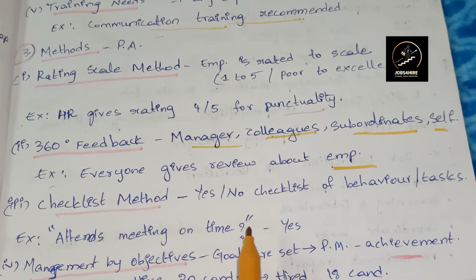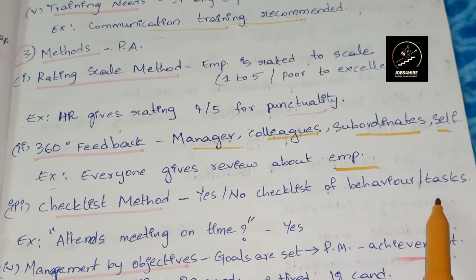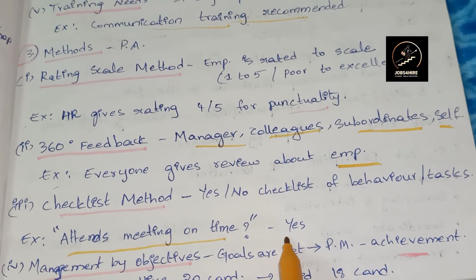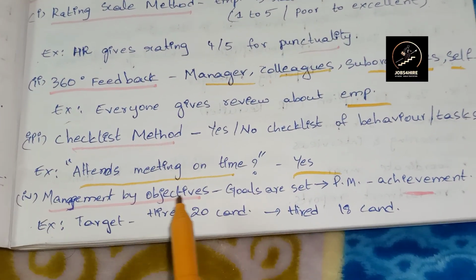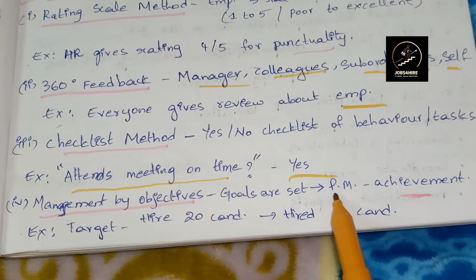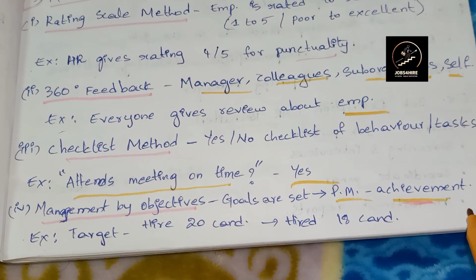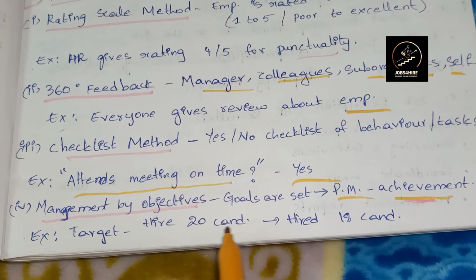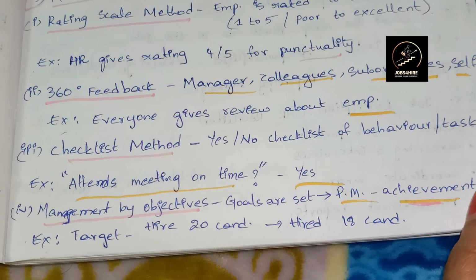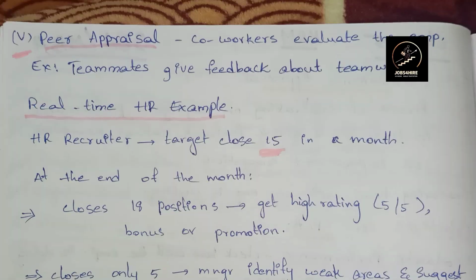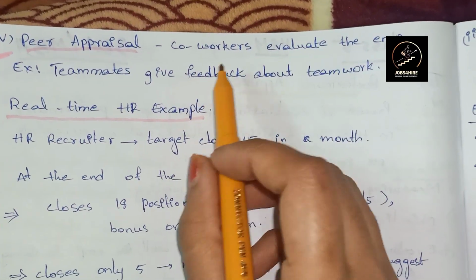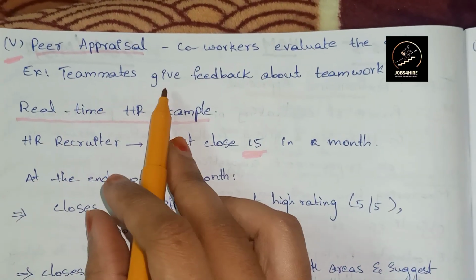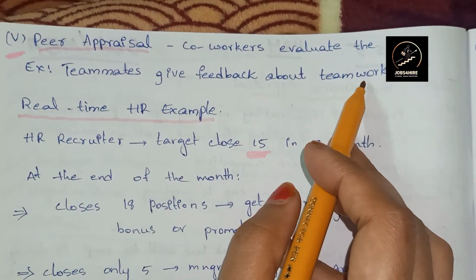Checklist method. Yes or no. A checklist of behaviors or tasks. For example, attends meeting on time: yes. Management by objectives. Goals are set per month and they have to be achieved. For example, the target is to hire 20 candidates but hired 18 candidates. Peer appraisal. Co-workers evaluate the employee. For example, teammates give feedback about teamwork.